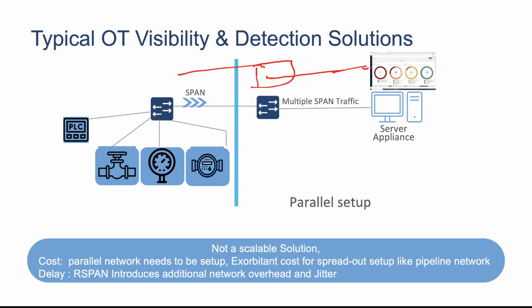So if we have, let's say, a couple of switches, then here also, because all the traffic has to be collected and spanned across, a parallel network has to be set up. Such solutions are normally not scalable. With a remote span scenario, it can also create a lot of overhead if it is using the same infrastructure for both OT traffic as well as the span traffic.